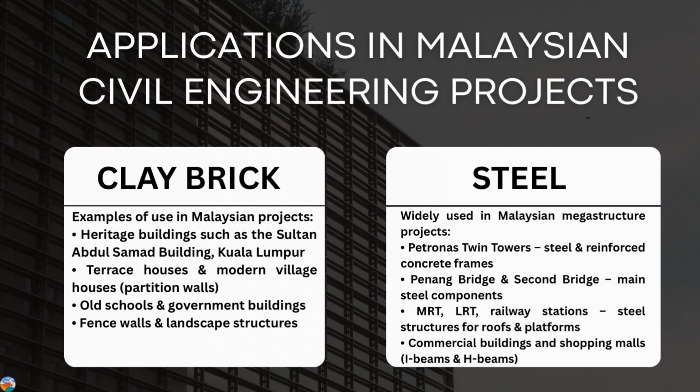For steel, it is widely used in Malaysia's mega structure projects. For example, the Petronas Twin Towers, steel and reinforced concrete frames; the Penang Bridge and Second Bridge, which use steel as the main component; MRT and LRT railway stations, steel structures for roofs and platforms; commercial buildings and shopping malls, I-beams and H-beams.